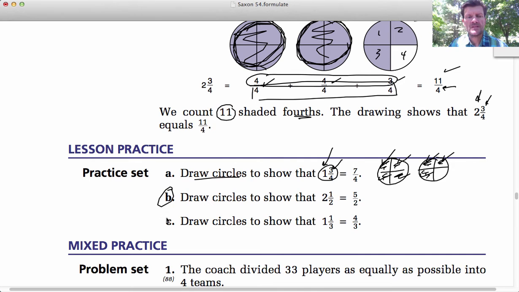I'll let you do B and C. You might want to pause and do B and C, and then come back and check to see if we have the same solution.